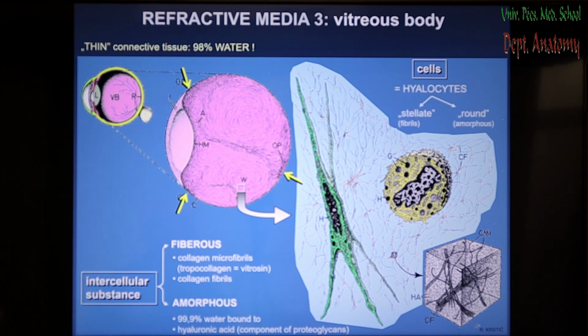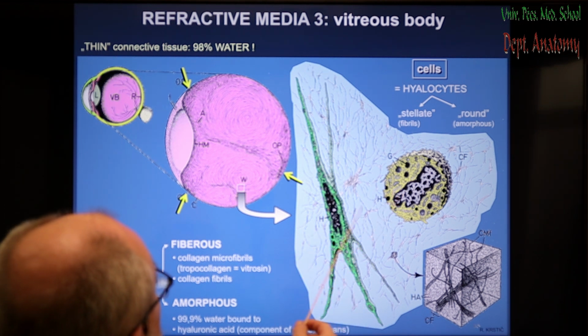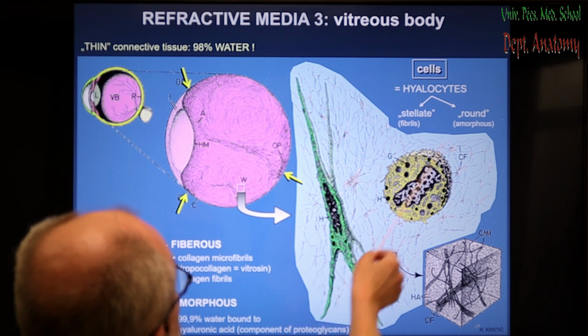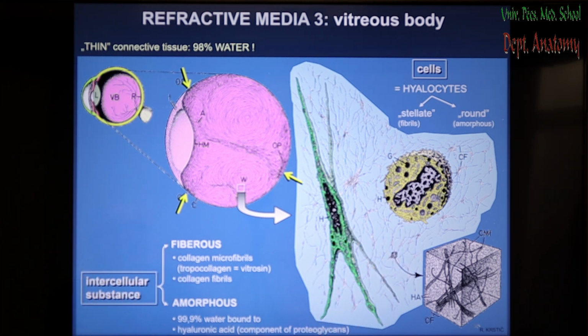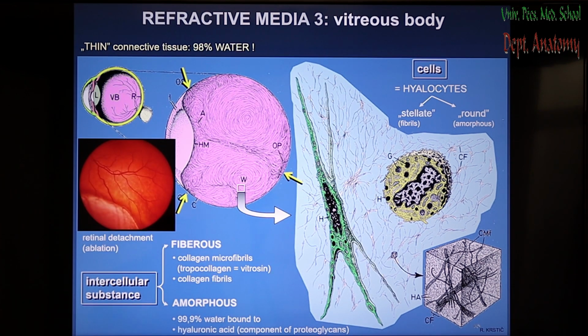The cellular components belong to two classes, but it is not important to deal with them. Nothing is visible on the histological slide. One resembles a star, therefore it is stellate, and the other is round with secretory granules responsible for production of the amorphous material.